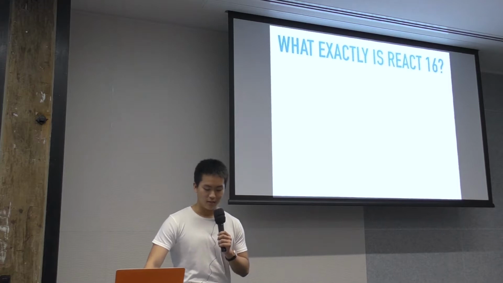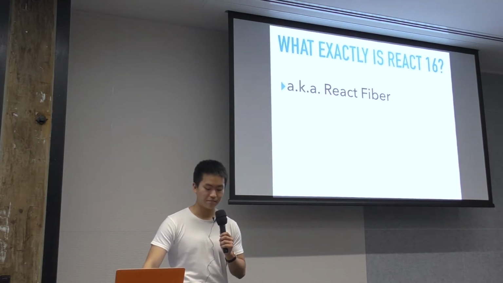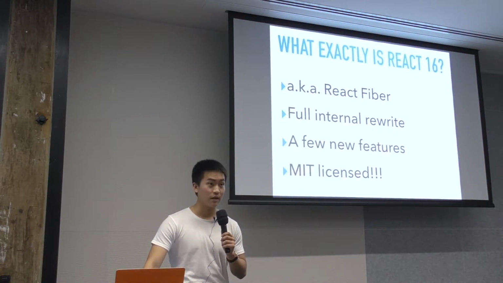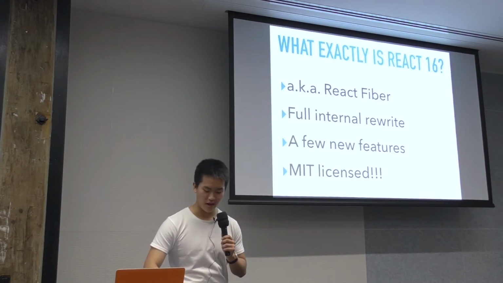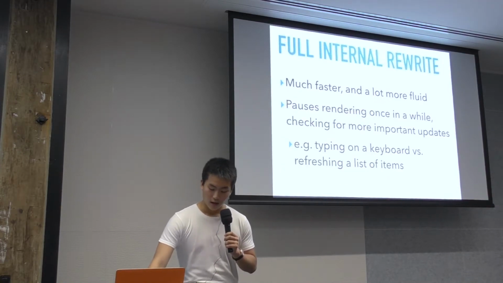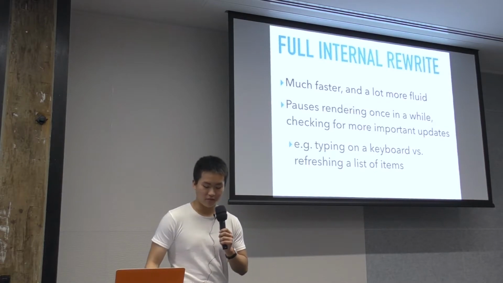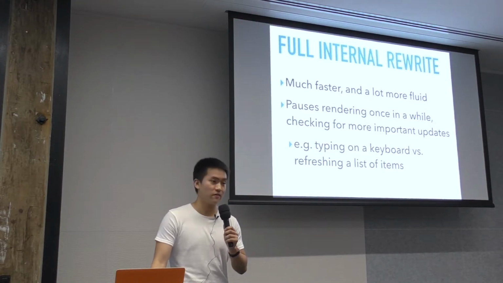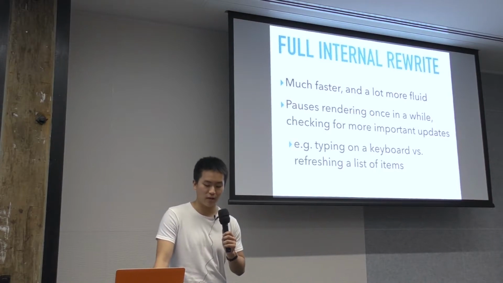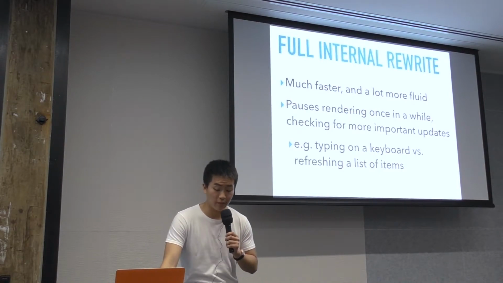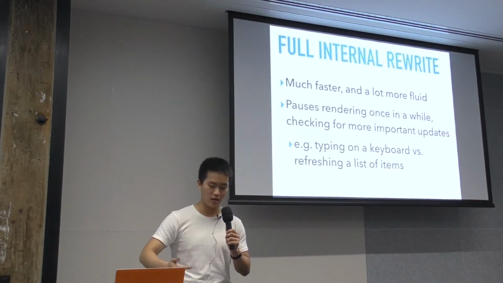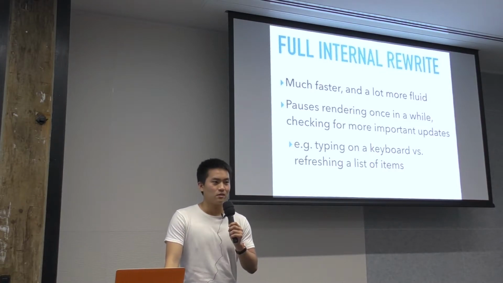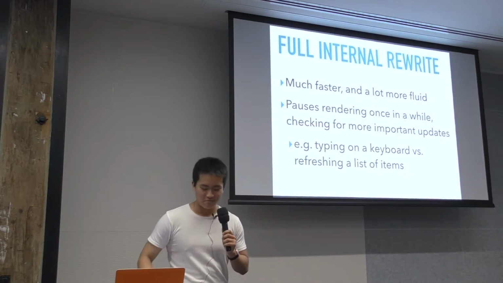So what exactly is React 16? It's also known as React Fiber, and it features a full API-compatible internal rewrite, a few new features, and a shiny MIT license. Fought for that one for a while. The internal React Fiber rewrite has made rendering much faster and a lot more fluid. What it does is prioritize certain things to render over others. It figures out what needs to render before something else. For example, when you're typing on a keyboard, you'd expect instant feedback. You press the Q key, you get the letter Q. But when you're updating a list of items, it's probably okay to have a 350 millisecond delay, something like that.